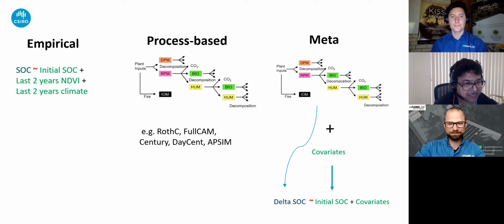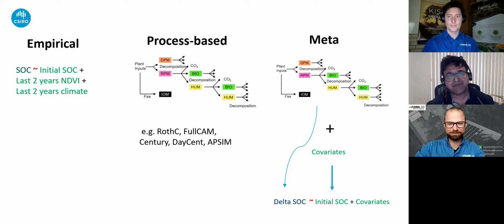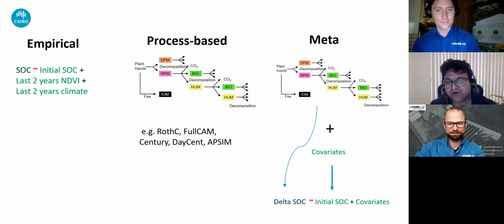So it can be the initial carbon stocks from a baseline survey, and then we can go backwards and calculate the last 2 years of NDVI, which is a proxy for biomass, and the last 2 years of climate. Then you develop an empirical model, whether it's a simple linear model or a complex machine learning model. Now the process-based model has a process-based understanding of the flow of carbon in the ecosystem, which is very good because it gives a mechanistic understanding of how carbon flows from plant to litter to soil, and then the different ways of losing this carbon.